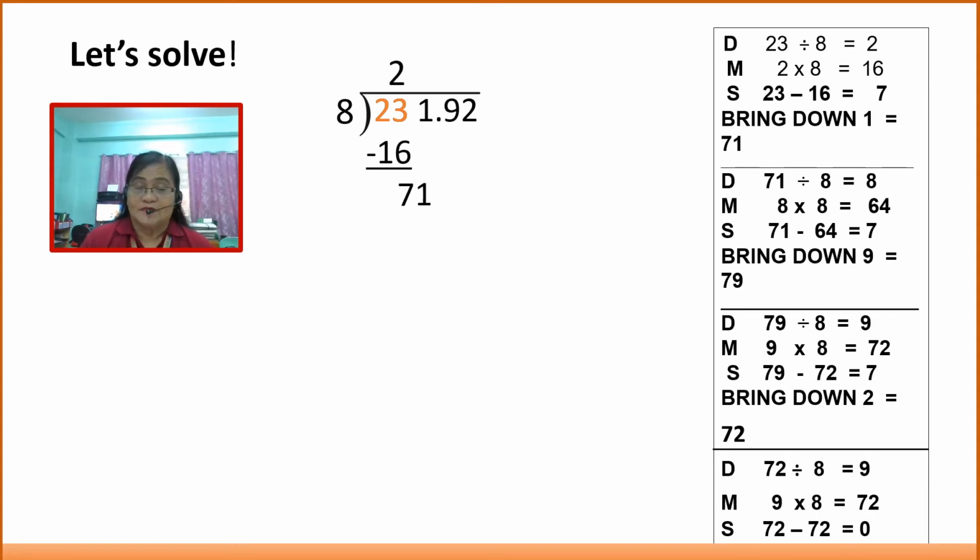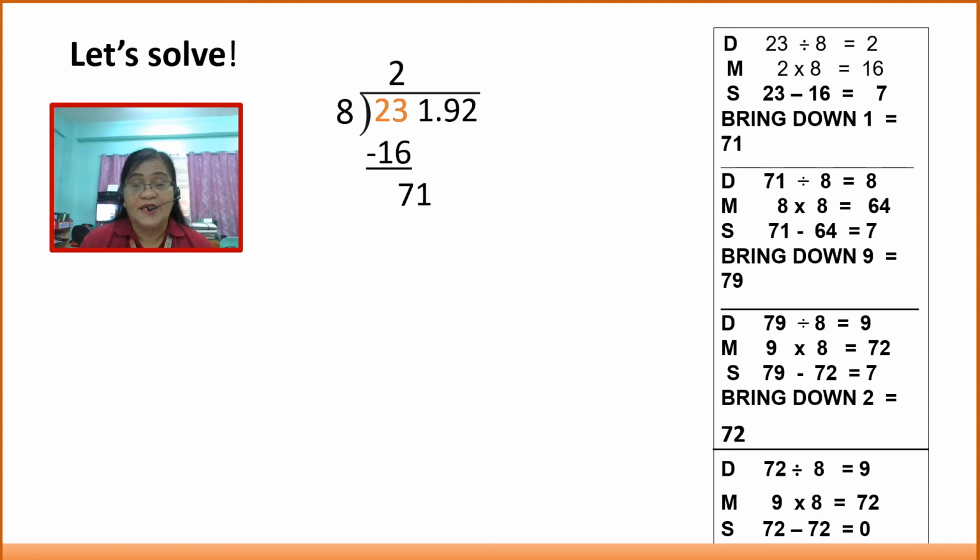Bring down 1. As you can see, and if you are listening carefully, I have mentioned the 4 letters. D, 23 divided by 8 is equal to 2. Then, I multiply 2 times 8 is equal to 16. And then I subtract 23 minus 16 is equal to 7, and then bring down 1. So as I have mentioned earlier, you just have to repeat the 4 letters until you reach the last digit. So let's continue.